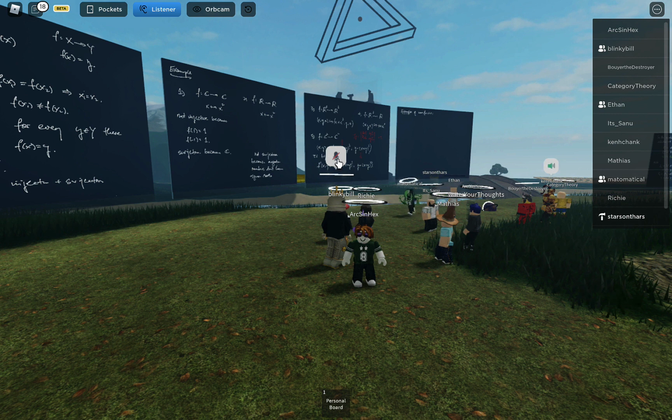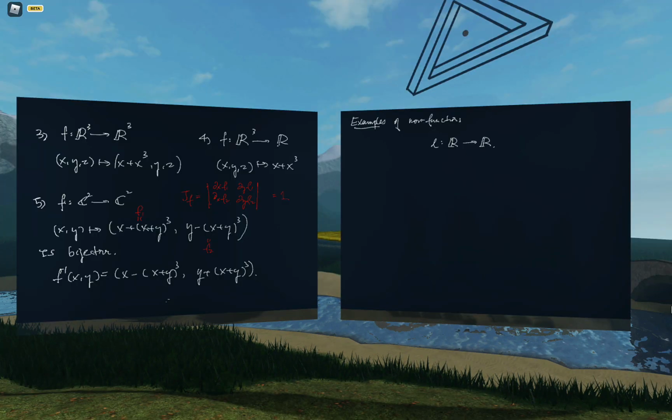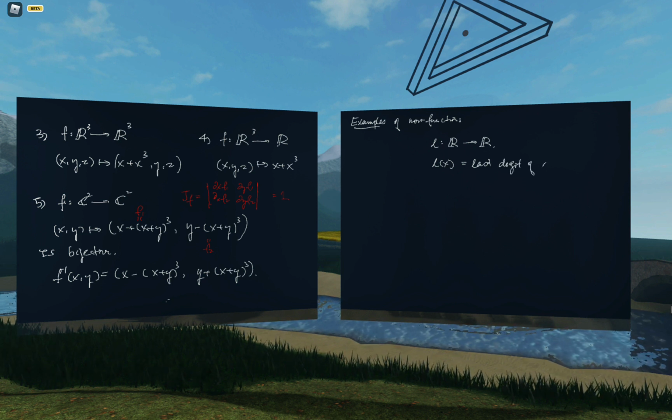Okay, so these aren't functions, though they may look like functions. I'm going to write them like this. My pen stopped working. Last digit of x. So here's the thing that you might be able to do. You take a real number, you write out the decimal expansion, you try to take the last digit of x and you return it.